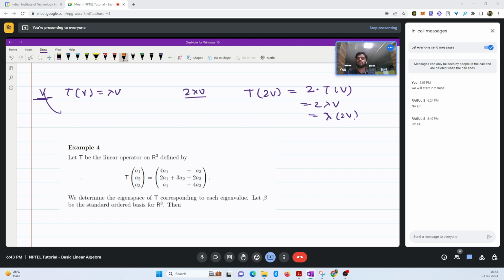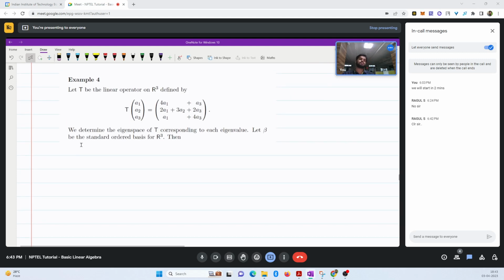Okay. Moving ahead, we will be solving some more examples on the same. So here we are given a transformation. And you can also try solving along with me so that we can cross check our answers. We have to determine the eigenspace of T. That is, you have to find eigenvectors. And the basis that you have been asked to construct A is the standard basis for R3.